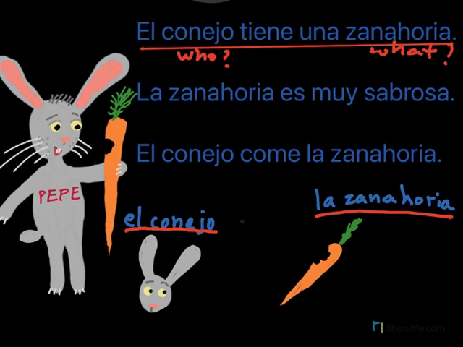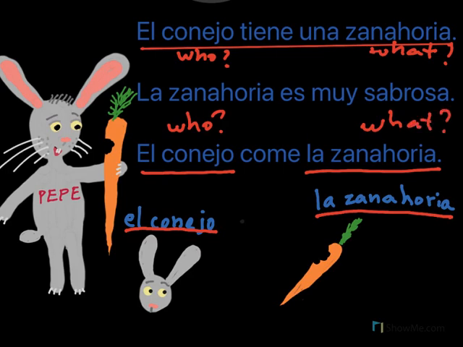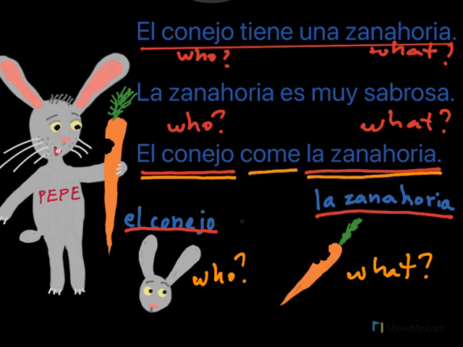All right, let's see here, for example, El conejo come la zanahoria. The rabbit, who, eats what? The carrot. Who, subject, what? Direct object, zanahoria. Does it have an indirect object? No, because el conejo answers the question who, and la zanahoria answers the question what. Therefore, this sentence has the subject, verb, and the direct object.